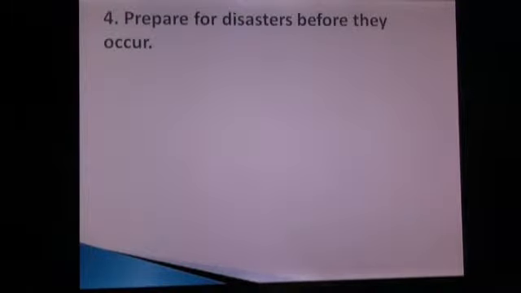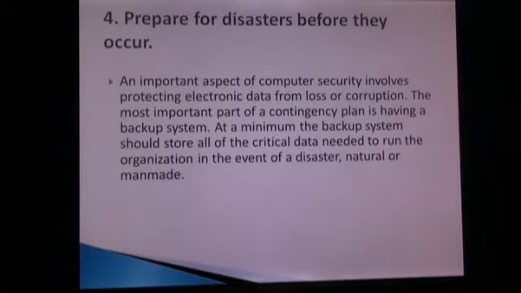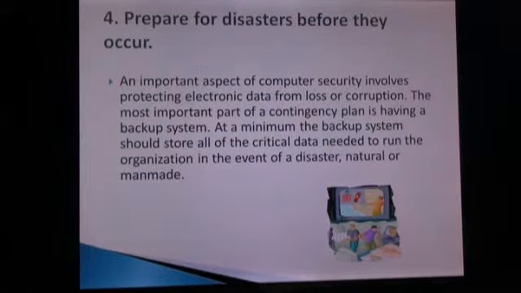4. Prepare for disasters before they occur. An important aspect of computer security involves protecting electronic data from loss or corruption. The most important part of a contingency plan is having a backup system. At the minimum, the backup system should store all of the critical data needed to run the organization in the event of a disaster, natural or man-made.